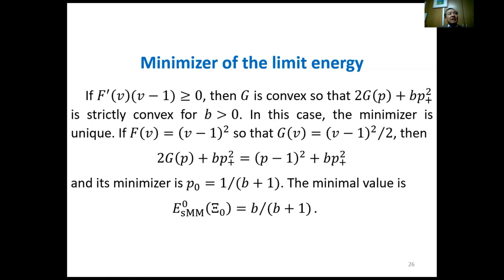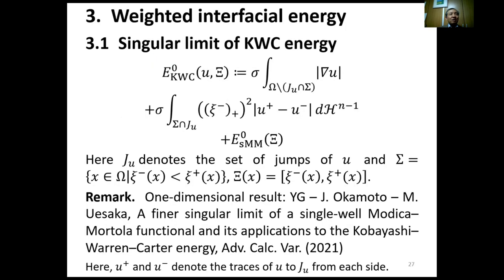And if F(v) is (v minus 1) squared, so that G(v) is (v minus 1) squared over 2, then it is easy to calculate this. And its minimizer is just p_0 equal to 1 over B plus 1, and the minimal value is B over B plus 1. And this is exactly how we recover our example, right? So this is the correct limit, I hope.